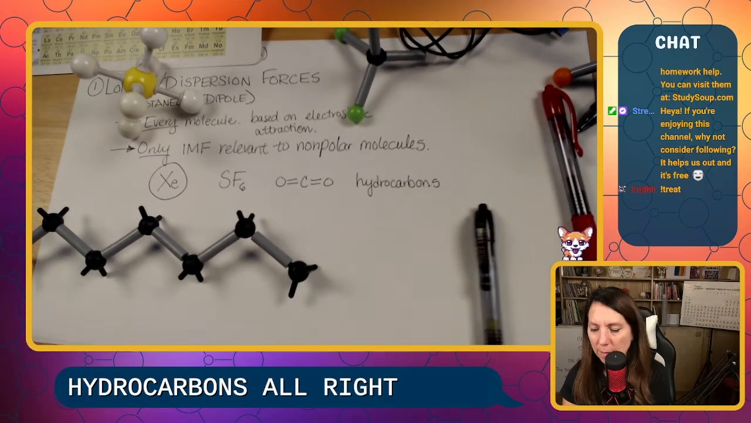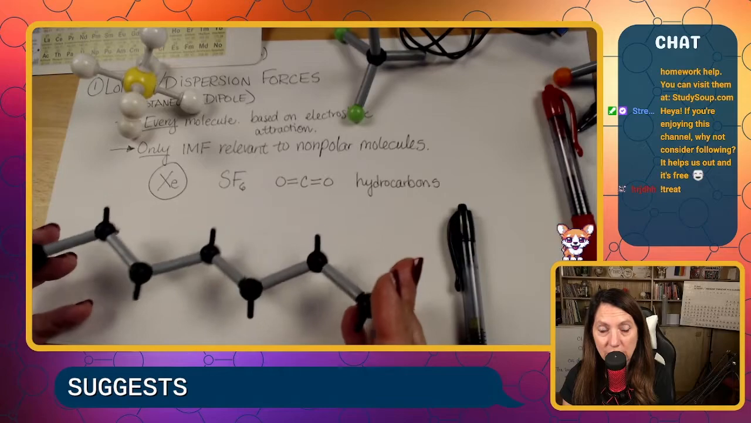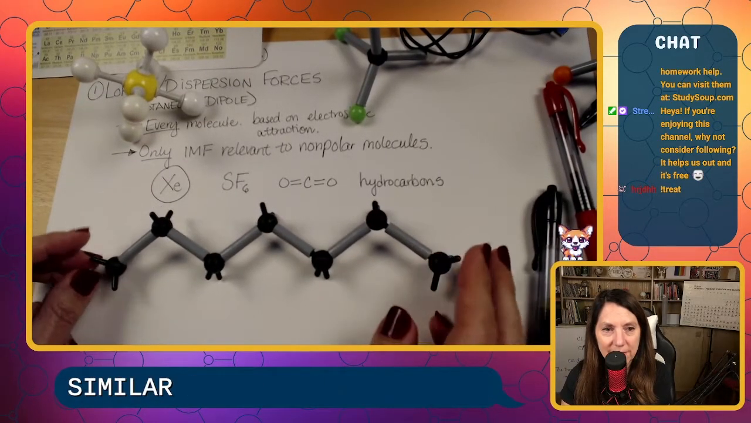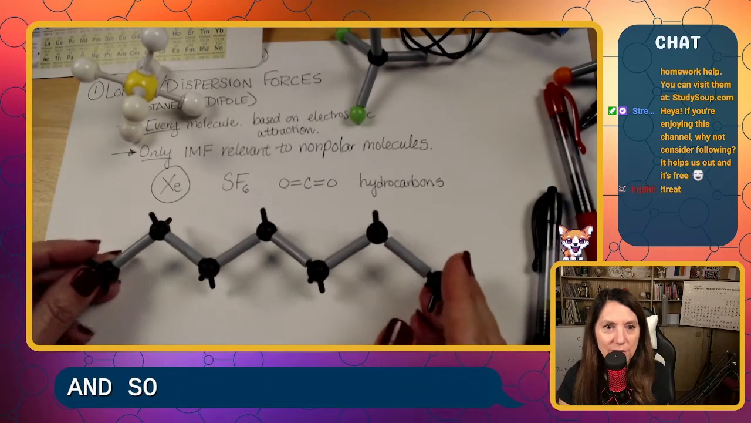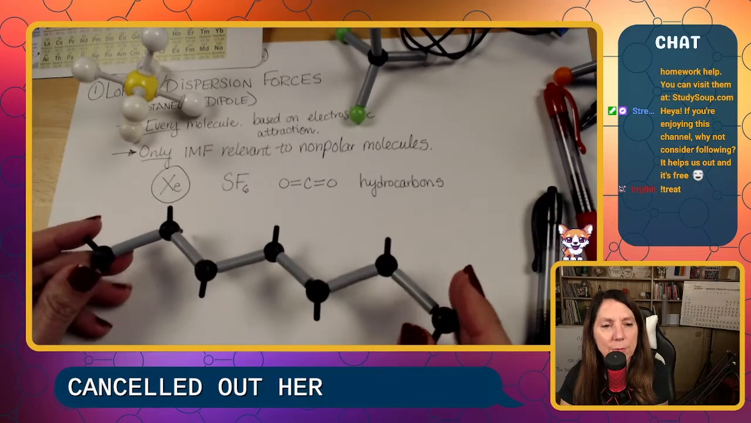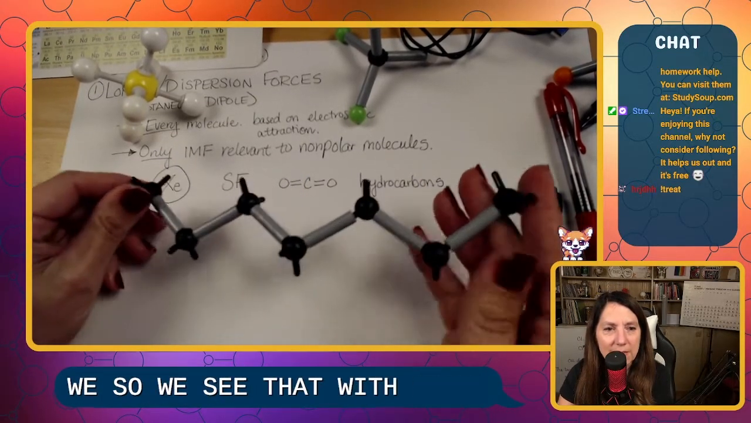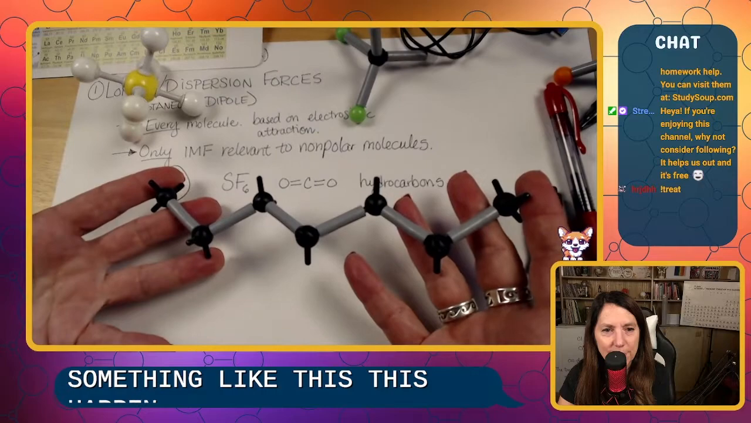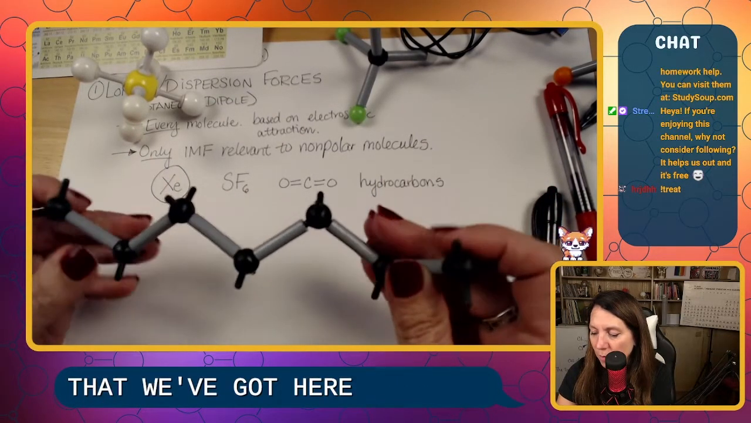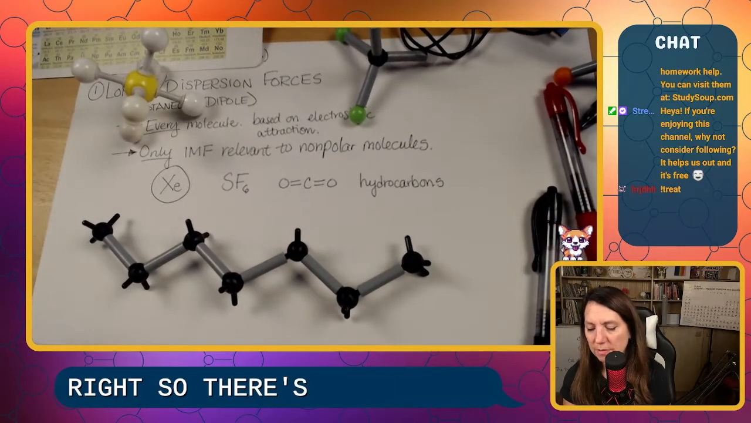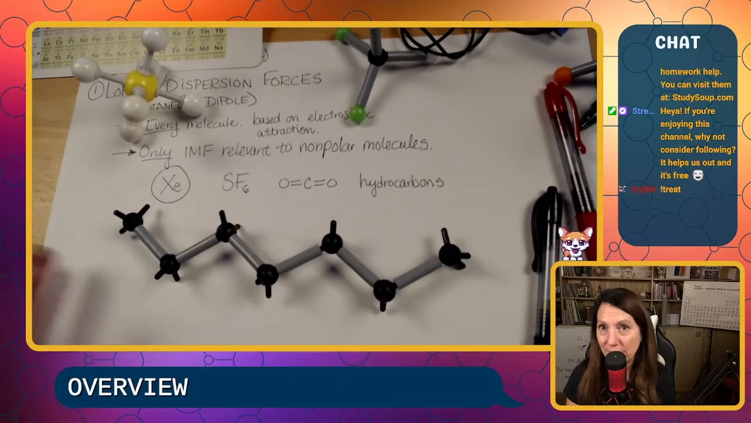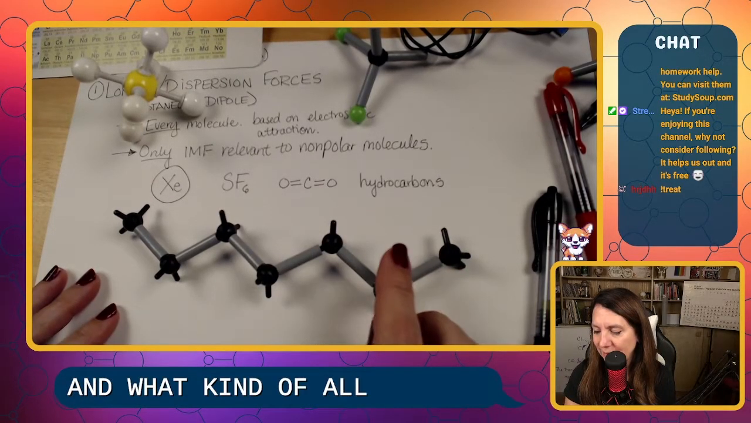All right, so hydrocarbons, anything that's just hydrogen and carbon, because they have very similar electronegativities. And so essentially any kind of dipole there is cancels out. All right, and we see that with something like this heptane that we've got here. So, all right, so there's our London forces. There's kind of our overview of what they are and what kind of molecules we see them in.